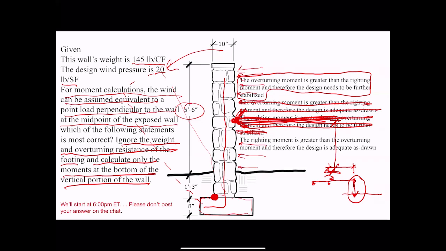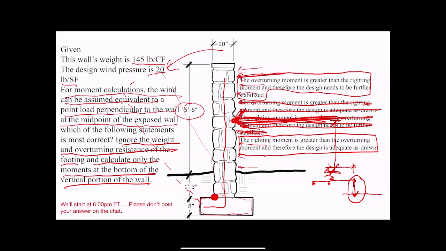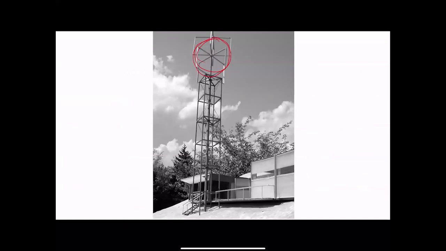But at least you should understand the concepts and know that if the overturning moment is greater than the righting moment, we have to change the design. And if the righting moment is greater than the overturning moment, we can leave the design alone. So it's kind of down to the first one and the last one. The righting moment is greater than the overturning moment, and therefore the design is adequate, or the overturning moment is greater than the righting moment, and therefore the design needs to be further stabilized. All right. So it's the first one, and let's figure out why.